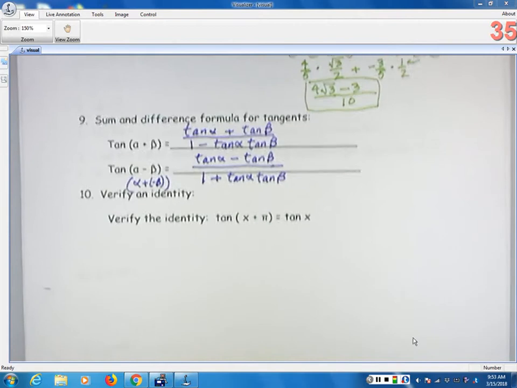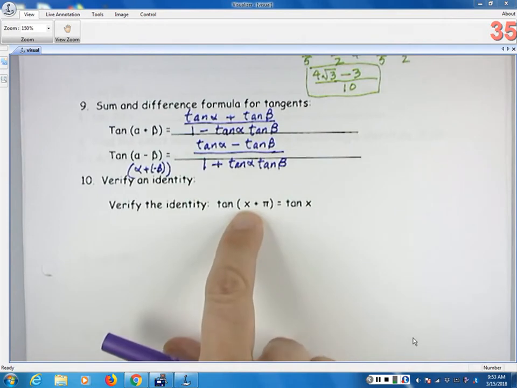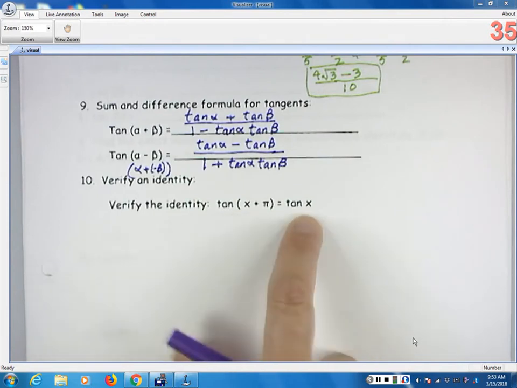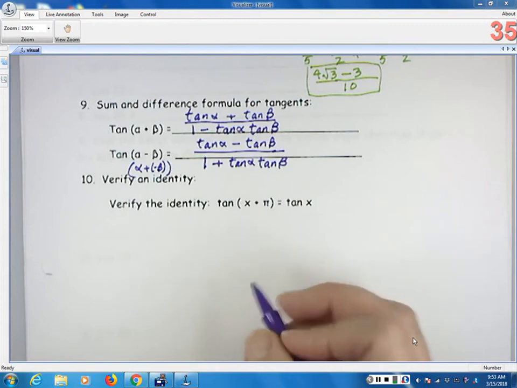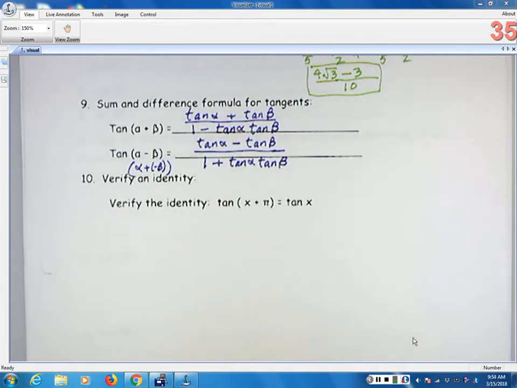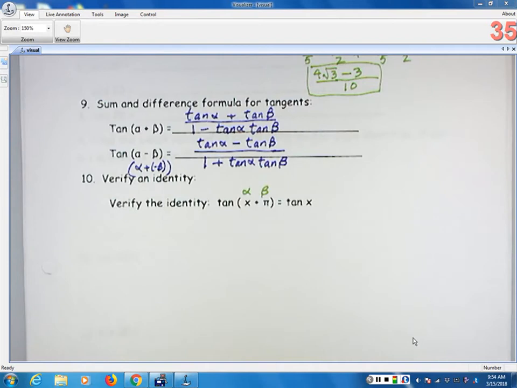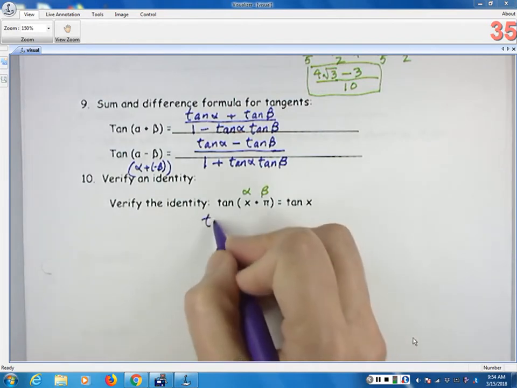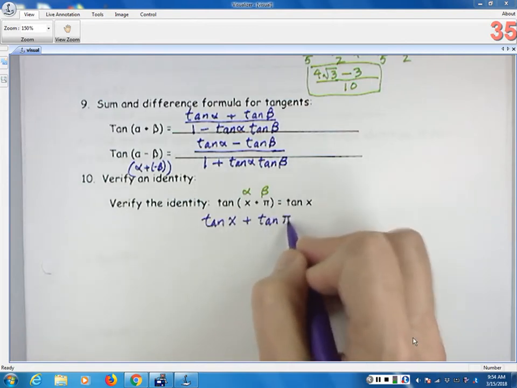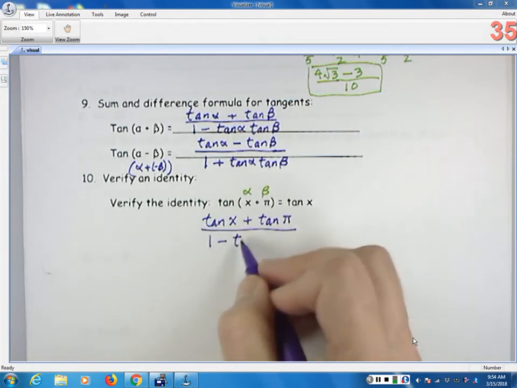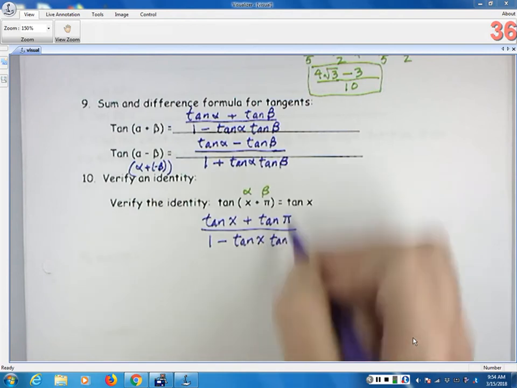All right, and we're going to verify an identity with this. We're going to show that tangent of x plus pi is the same as tangent of x. So we're going to plug that into this formula up here. Here's our alpha, here's our beta. Our beta is pi. It's tangent of alpha, which we're using x, plus tangent of beta, that's pi, divided by 1 minus tangent of alpha, that's x, times tangent of beta, that's pi.